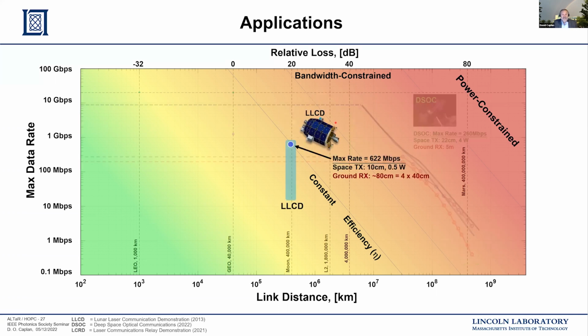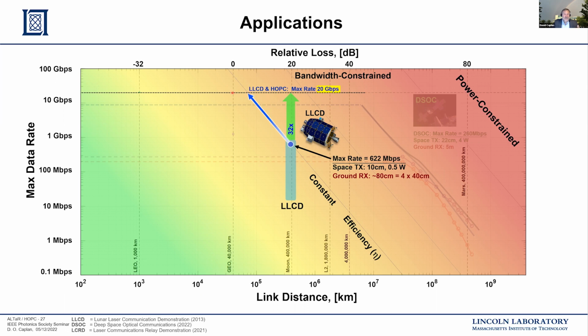So I mentioned the LCD system before, which has the 622 megabit per second maximum rate. It used a 10 centimeter half-watt transmitter talking to effectively a ground receiver that had an effective area of 80 centimeters in diameter. And so what can we do with 32 channels? Well, we can run right up that efficiency curve without changing much of anything, just allowing for WDM scaling, and we could support up to 20 gigabits per second at shorter link distances.